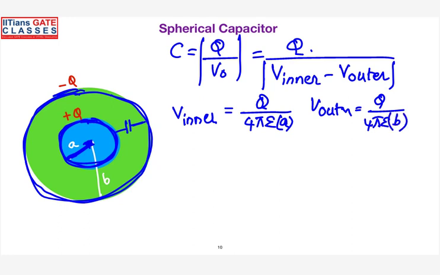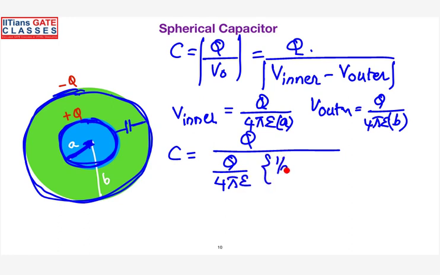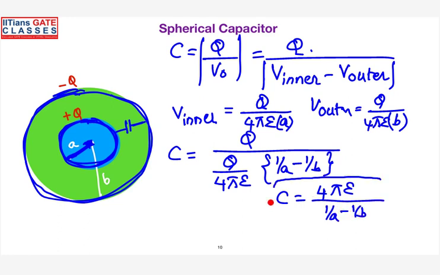So you can substitute that. C is equal to Q divided by V inner minus V outer. You will get Q by 4 pi epsilon times (1 by A minus 1 by B). You can simplify that: C equals 4 pi epsilon divided by (1 by A minus 1 by B). So this is the equivalent capacitance between two spherical conductors.